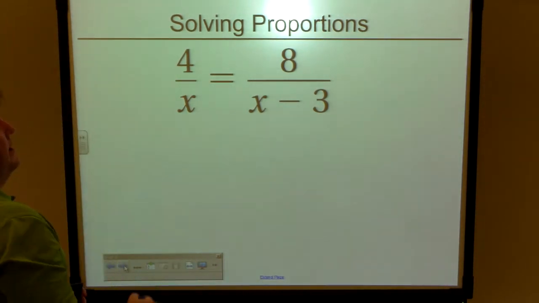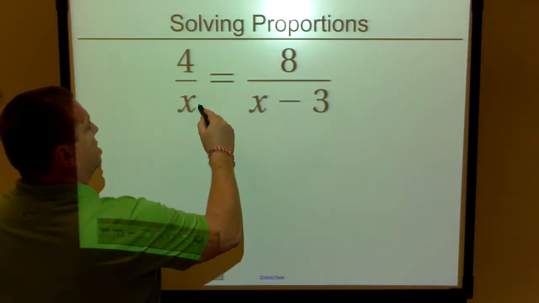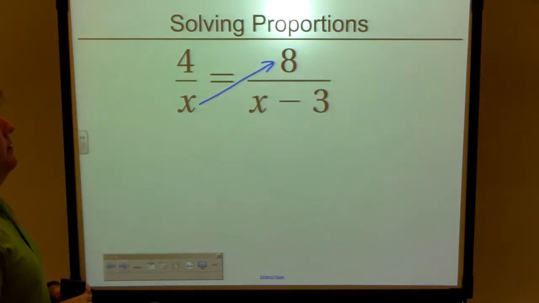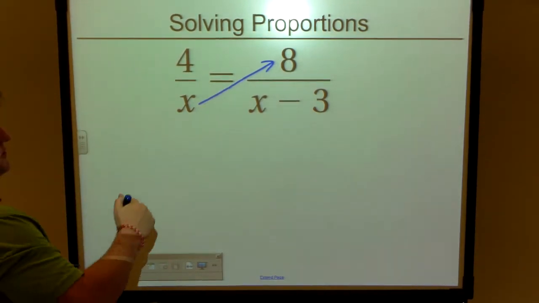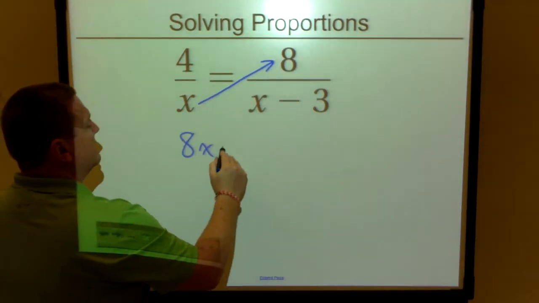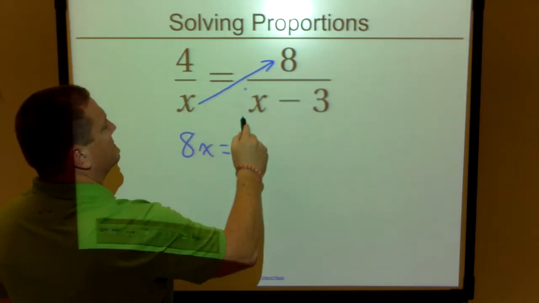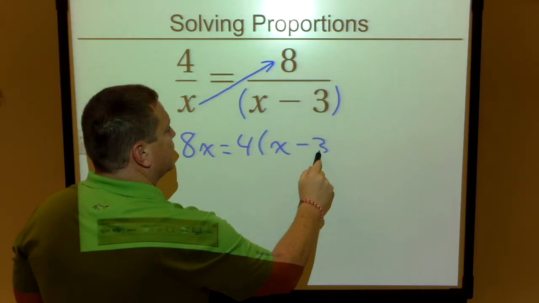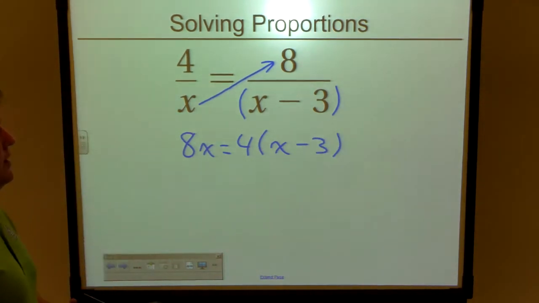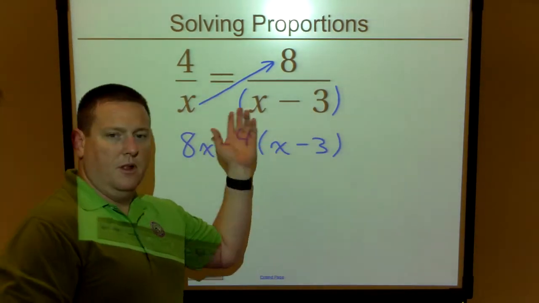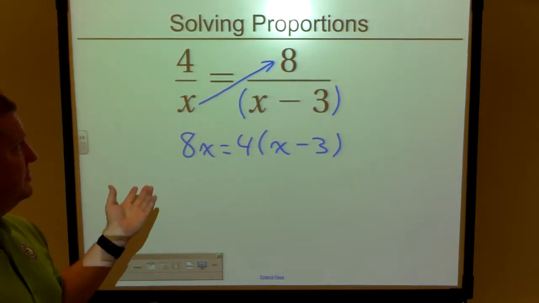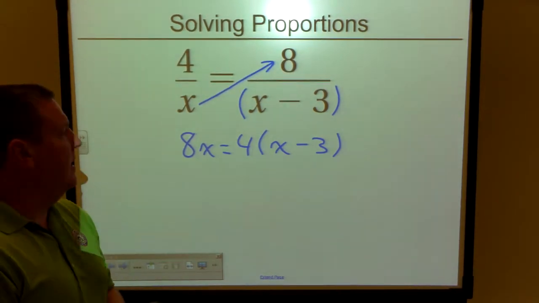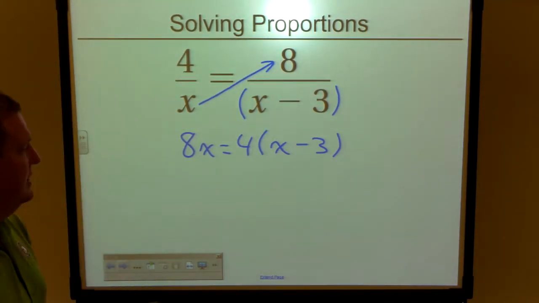We're still going to cross multiply here. They both have x's, so I'm going to do the one that has only one term on it. So x times 8 first. 8 times x is 8x. And over here, this is 4 times the entire expression, so you should rewrite it like this. Now it turns into a multi-step equation where you have a variable on both sides. So proportions can be solved using the multi-step equation process with variables on both sides.